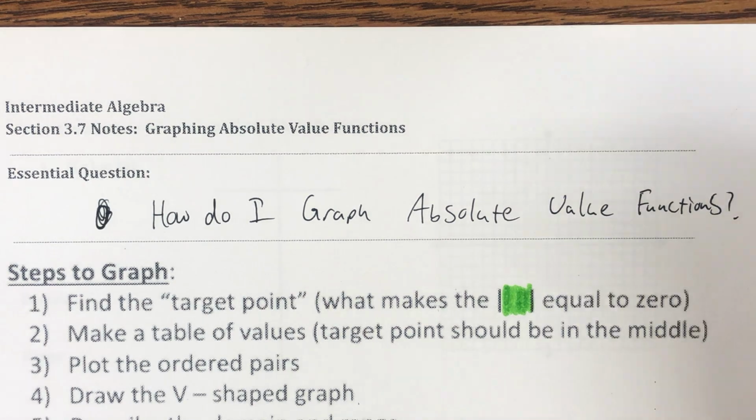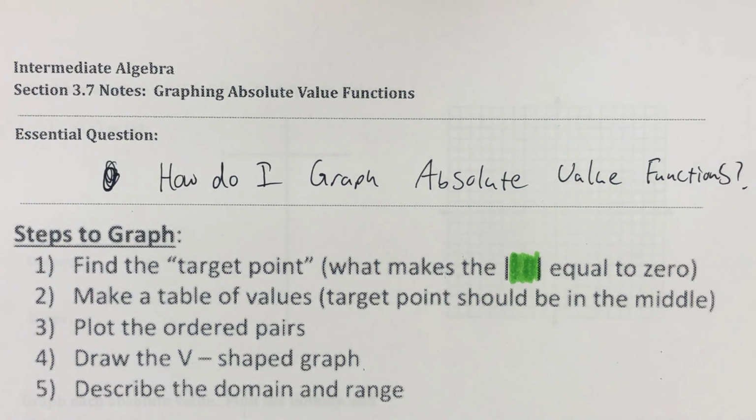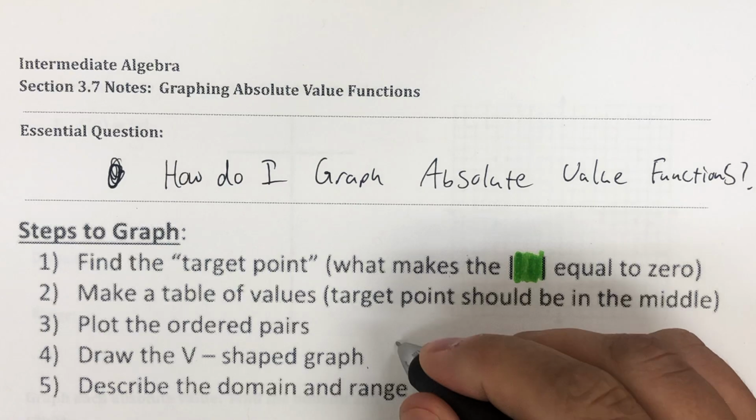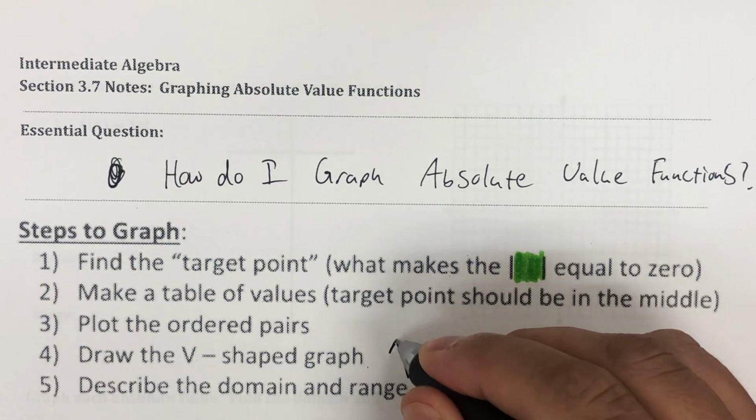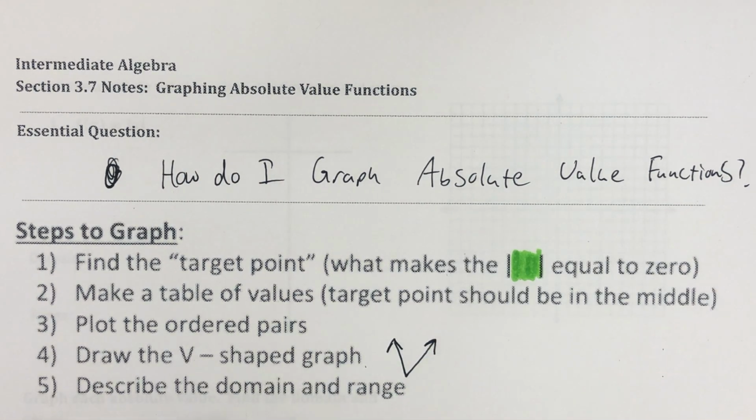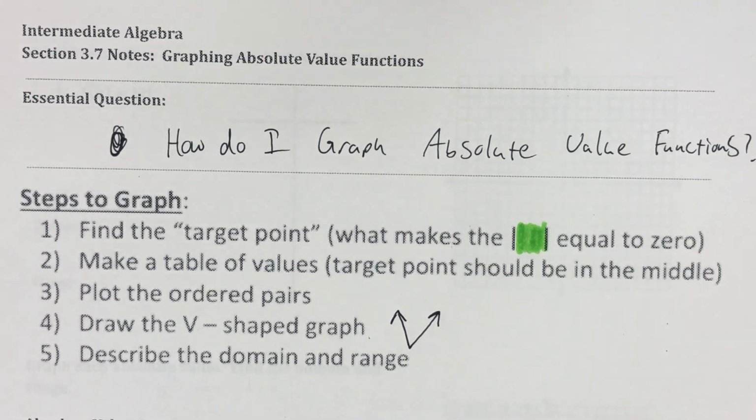That's our target point. We are then going to make a table of the values. The target point's in the middle. We're going to plot all these ordered pairs and then draw the V-shaped graph. So the graph looks like a V. Could go up, could go down. We'll then describe the domain and the range.